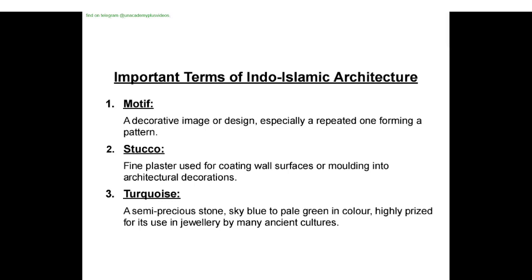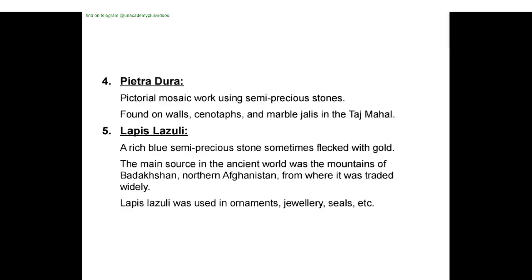Important terms of Indo-Islamic architecture. Motif: a decorative image or design, especially a repeated one forming a pattern. Stucco: fine plaster used for coating wall surfaces or molding into architectural decorations. Turquoise: a semi-precious stone, sky blue to pale green in color, highly prized for its use in jewelry by many ancient cultures. Pietra dura: pictorial mosaic work using semi-precious stones, found on walls, cenotaphs, and marble jalis in the Taj Mahal.